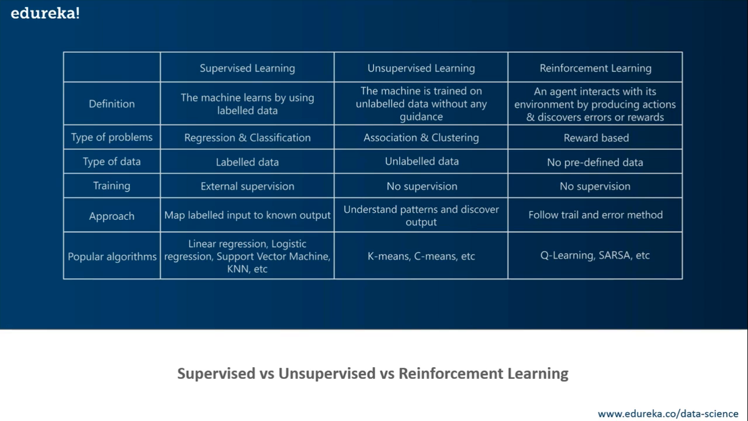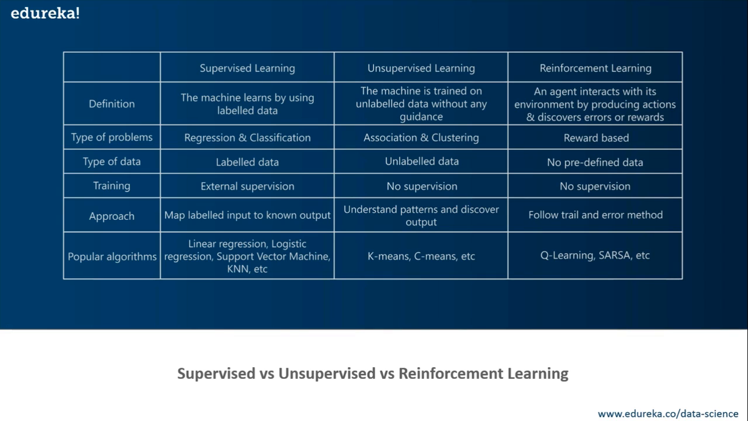Coming to unsupervised learning, you have to understand the patterns in your data and discover the output on your own. Reinforcement learning, on the other hand, follows the trial and error method. Now, since the agent has no idea about the environment, obviously he has to go around trying new things and then learn from his experience.